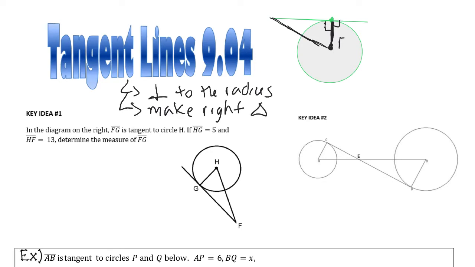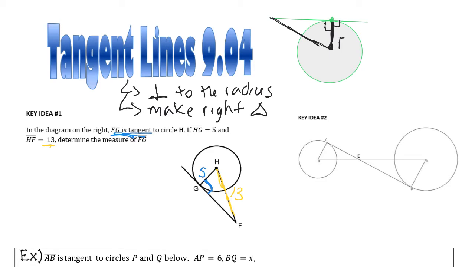So we could use all those properties of Unit 8 about right triangles, like the Pythagorean theorem. If we had to use sine, cosine, and tangent, we could, but we're not going to today. So in this diagram below, FG is tangent to the circle. So right away, that tells me this is 90 degrees. FG is tangent. That's all it's telling me. Okay. HG is 5, so my radius is 5. And HF is 13, so that's my hypotenuse.